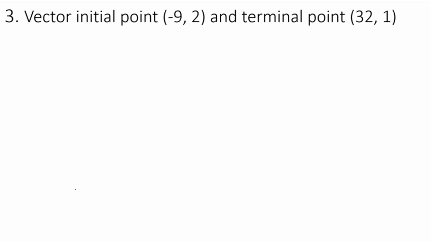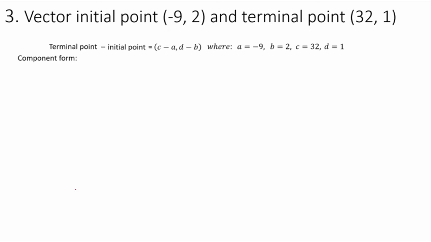Question 3. We have the vector initial point, which is negative 9, comma 2, and the terminal point, which is 32, comma 1. To find the component form, we take the terminal point minus the initial point, as we've been doing previously, where in this situation a will equal negative 9, b will equal 2, c will equal 32, and d will equal 1. From here, we have 32 minus negative 9.